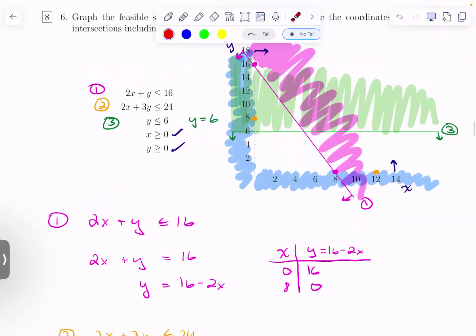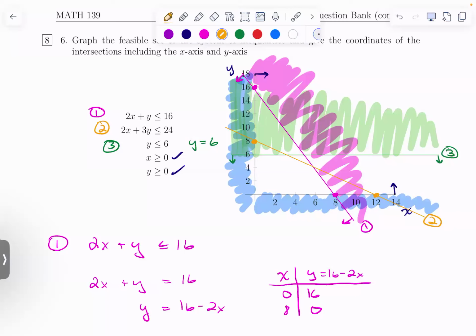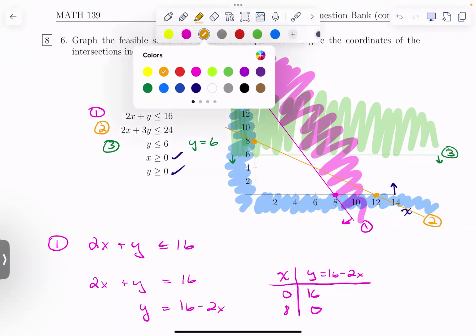Okay, let's draw this line. Good enough. Or as my husband likes to say, good enough for government work. And he's in the military, so. Those guys. Let's do an orange one.